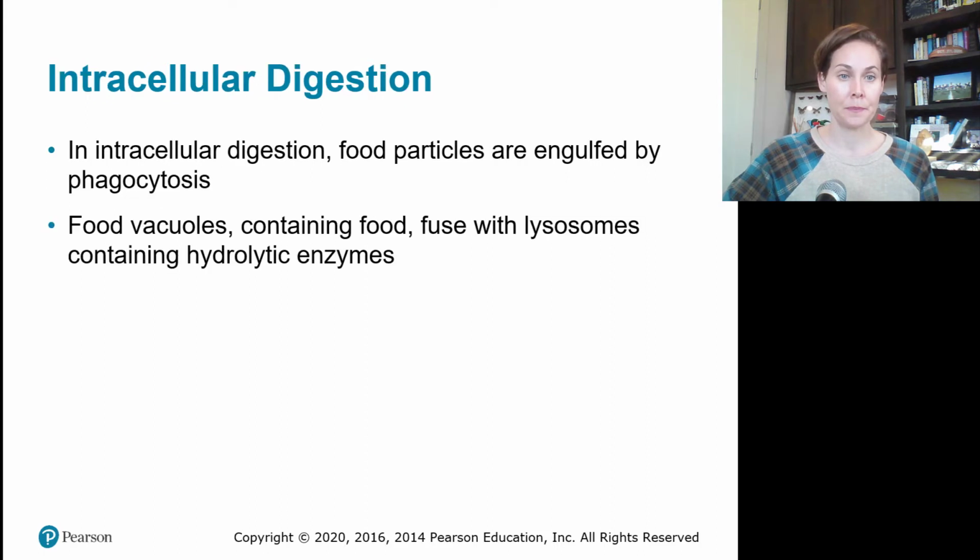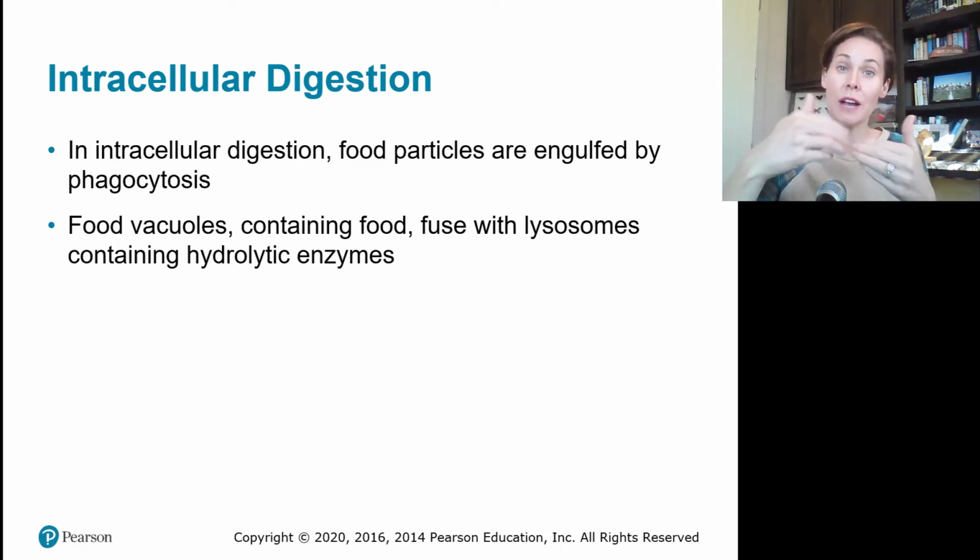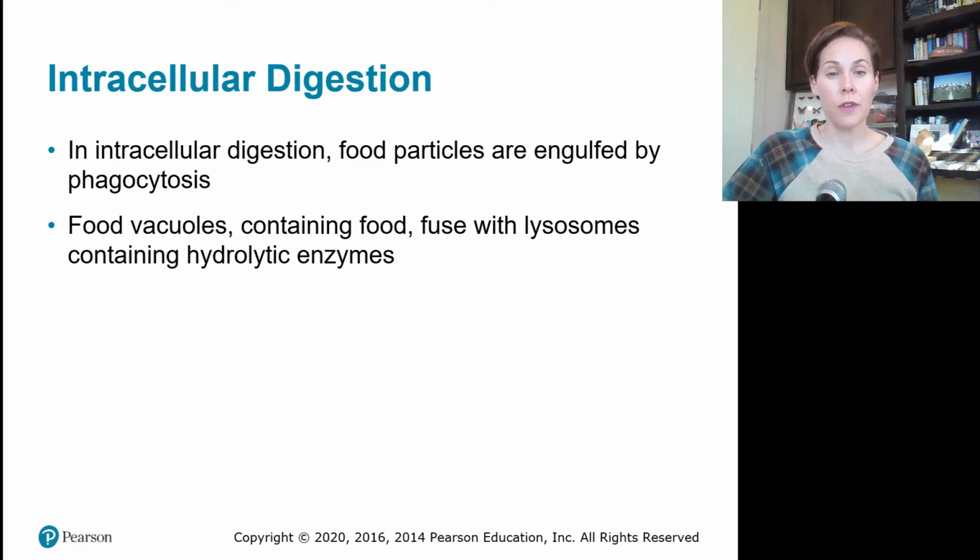at that lining. In intracellular digestion, so inside of the cell, food particles are engulfed by something called phagocytosis. So it reaches out and it grabs the food. So inside of your cell, food has come in. Inside of there, they still have to digest it a little bit further. Food vacuoles containing food will fuse with lysosomes. Remember, those are kind of like the garbage disposals. They break things down, and those lysosomes contain hydrolytic enzymes. And so it's almost a stomach within a stomach. It's a stomach within an individual cell.